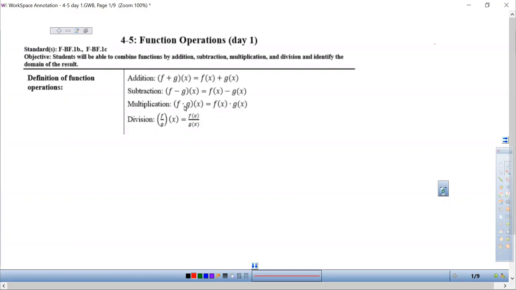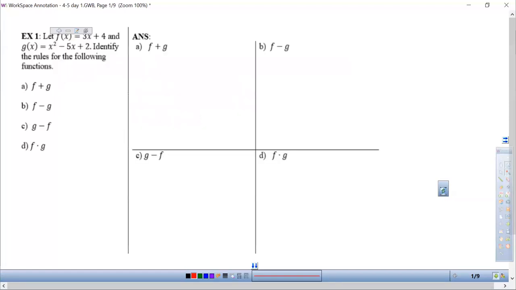F times g of x, so that's actually multiplying, is the same as having f of x times g of x. And dividing, f divided by g of x, is the same as f of x divided by g of x. So we're going to use the notations on the right to organize our work in the problems. Let's look at example 1, where we're going to do each of those.